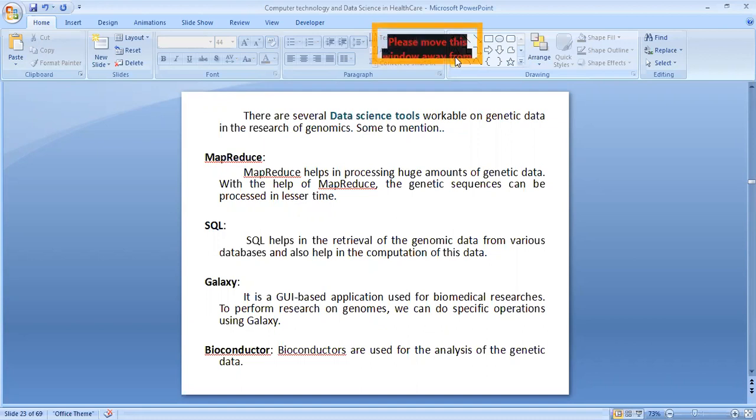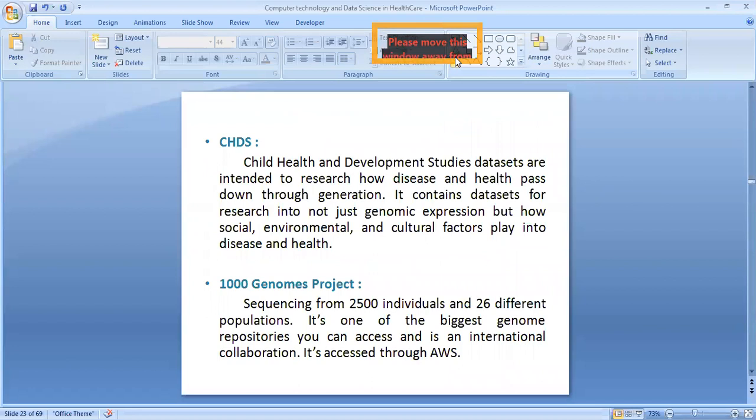Here I have listed a few of the data science tools that are workable on genetic data. MapReduce is an algorithm. SQL can work on the GUI based application Galaxy. Bioconductor is also found useful for such analysis of genetic data. Then we have CHDS, a data set available. It includes many different cases of data sets, especially children with autism, or any psychological or cognitive dysfunction. All those data sets are available here. So people who are working or intend to work in such a field can look into such data sets.